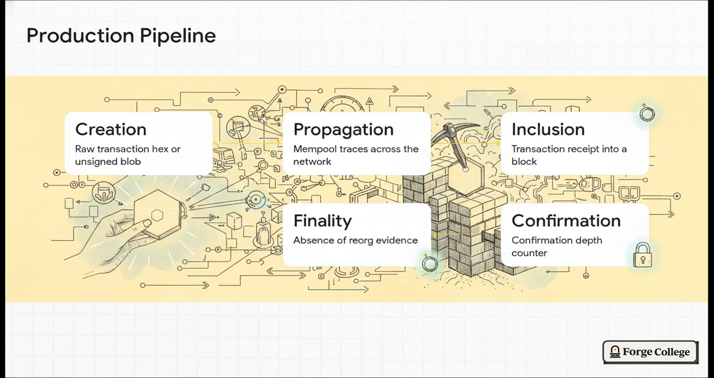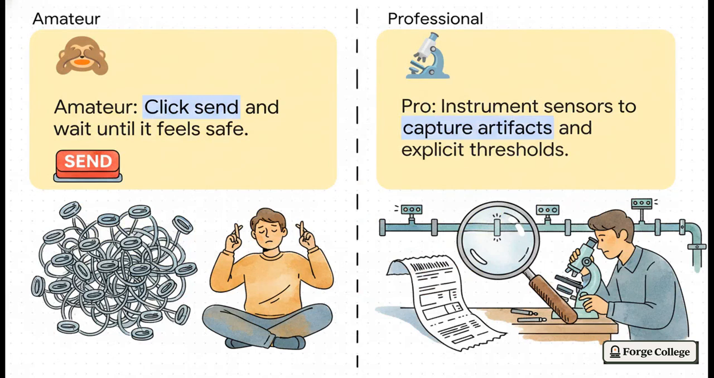A transaction traverses 5 exact steps: creation, propagation across the network, inclusion into a block, confirmation as those blocks stack up, and ultimately, finality. The absolute secret to your capstone project? Well, at every single one of these stages, we're attaching diagnostic sensors to collect hard data. We aren't just casually observing anymore. We are meticulously measuring.